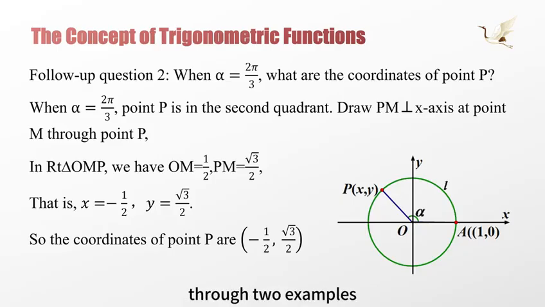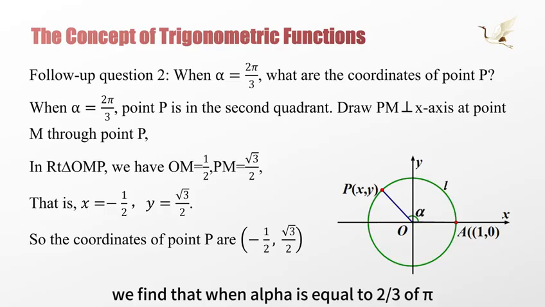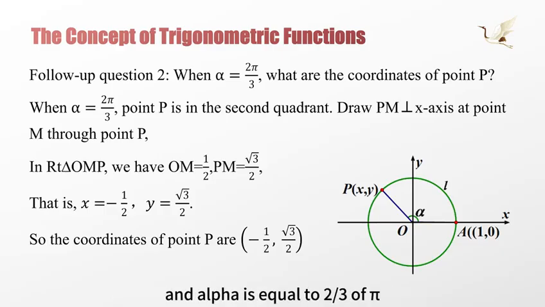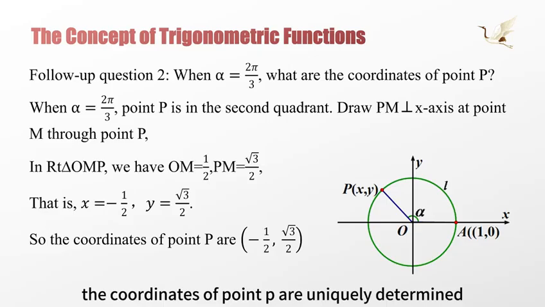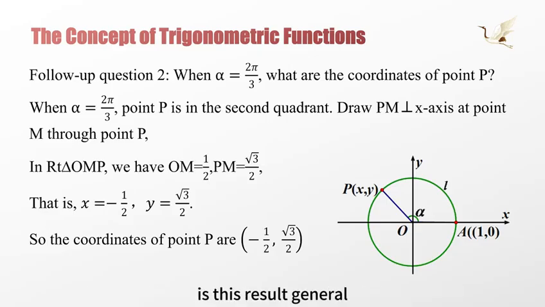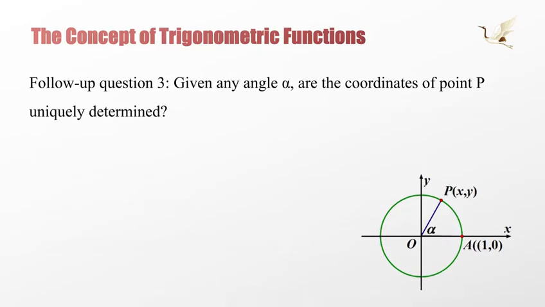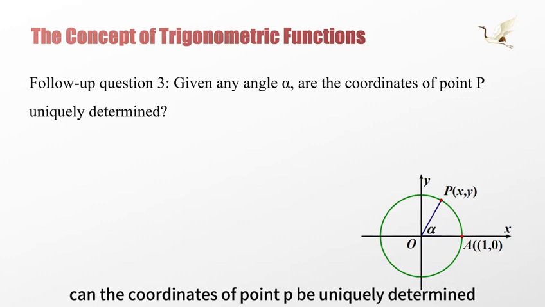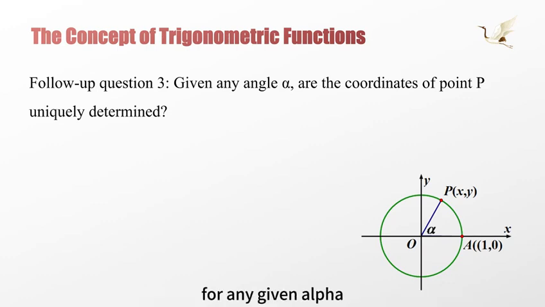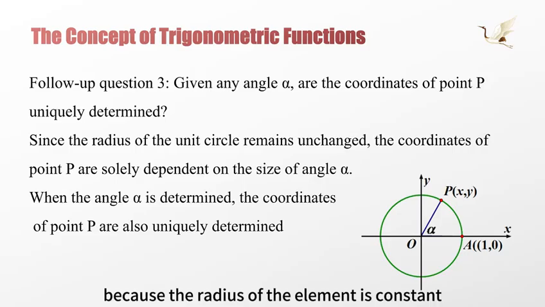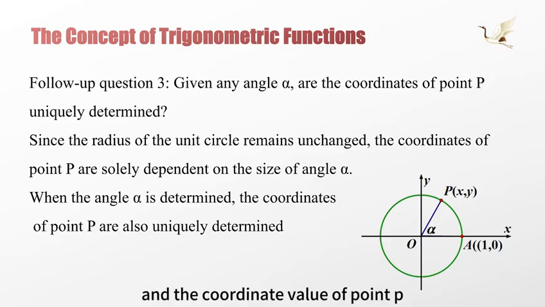Through 2 examples, we find that when alpha is equal to 2/3 of pi, the coordinates of point P are uniquely determined. Is this result general? Can the coordinates of point P be uniquely determined for any given alpha? Because the radius of the unit circle is constant and the coordinate value of point P is related to the size of angle alpha, when angle alpha is determined, the coordinates of point P must also be uniquely determined.